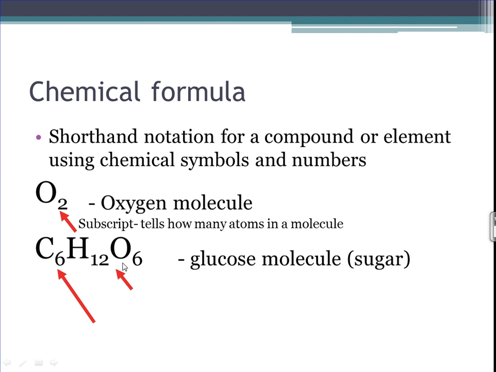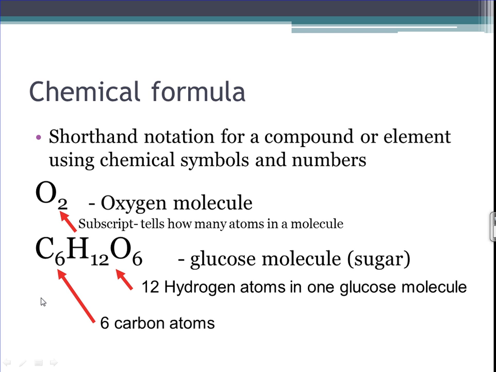Here, this is a glucose molecule, sugar. How many hydrogen atoms are there? How many carbon atoms are there? If you said 6 carbon atoms and 12 hydrogen atoms, then you got the answer correct.